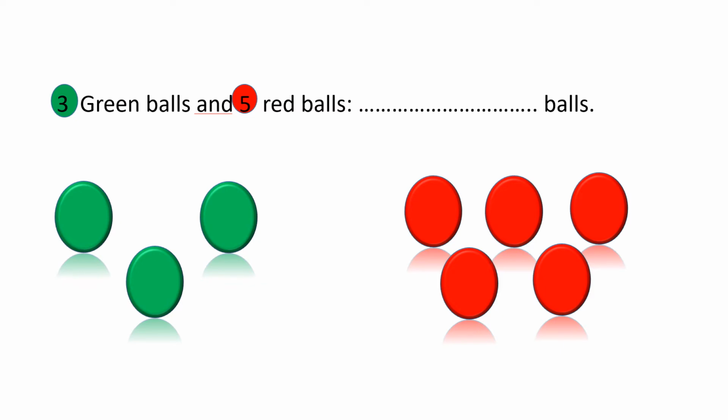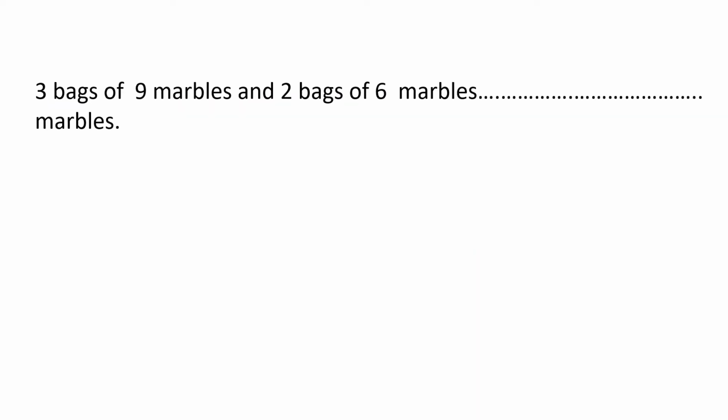The word and means the sign plus. So I have 3 green balls plus 5 red balls. So my equation is 3 plus 5, which equals 8. So I have in total 8 balls. Let's solve the final one.